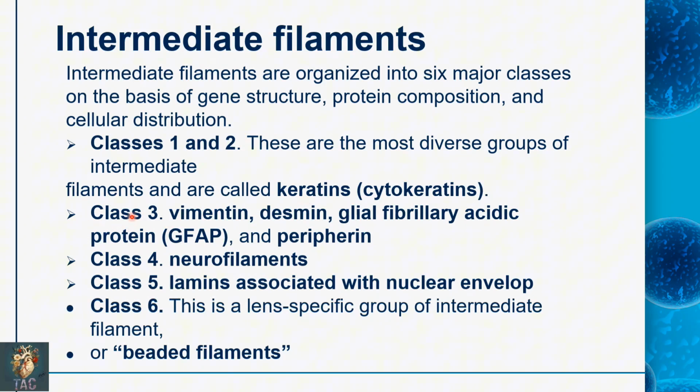The third class is class 3, that is the vimentin, desmin, the glial fibrillary acidic protein, and the peripherins. So vimentin is basically present in different types of connective tissues, and it is also present in cells of mesenchymal origin, the fibroblasts, the macrophages, and the endothelial cells, while desmin is present basically in the smooth muscle cells, the cardiac muscle cells, and the skeletal muscle cells. The glial fibrillary acidic protein is present in the neuroglial cells, and the class 4 is the neurofilaments, which are present in the axons of the neurons.